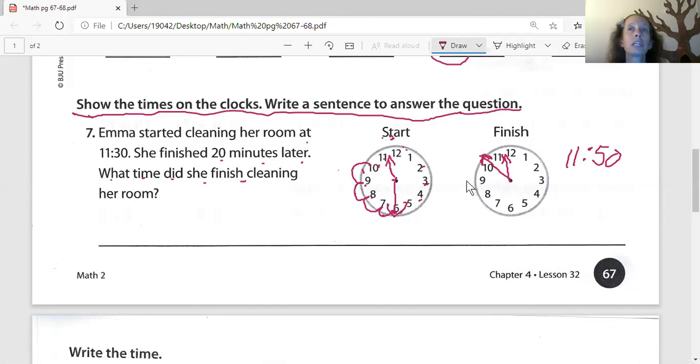KJ, are you getting this? KJ, are you done with this? Did you get this written down? Yes or no? All right, thank you. Very good.